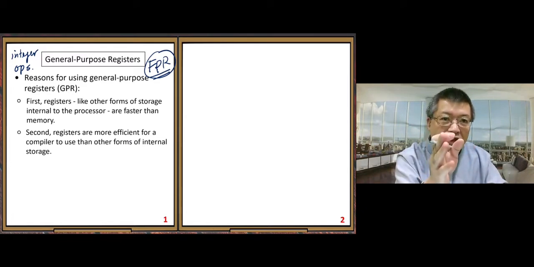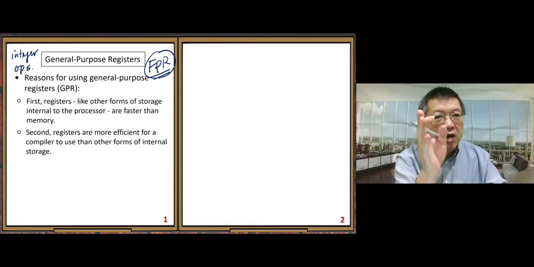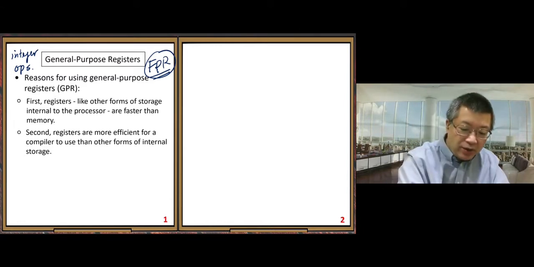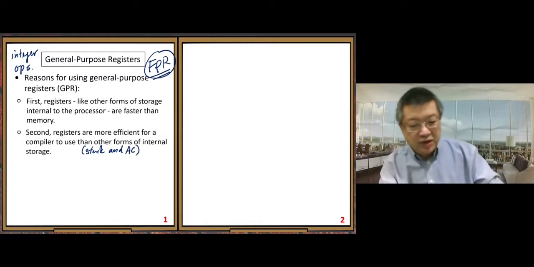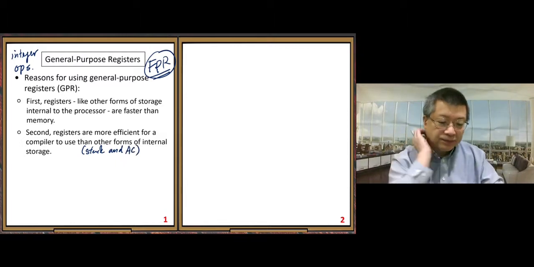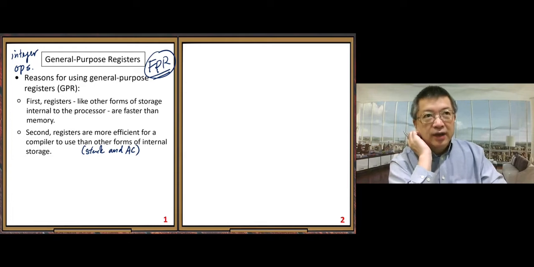Second, registers are more efficient for compiler to use than other forms of internal storage. Here we talk about stack and accumulator, AC. Compiler likes registers. Actually, compiler can do a lot of things using registers.